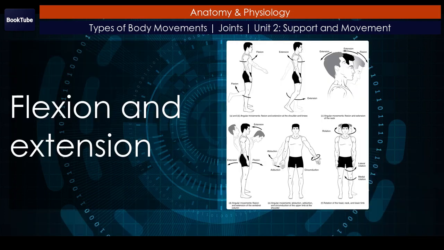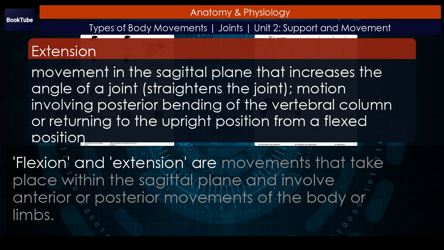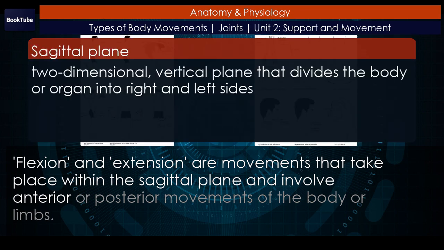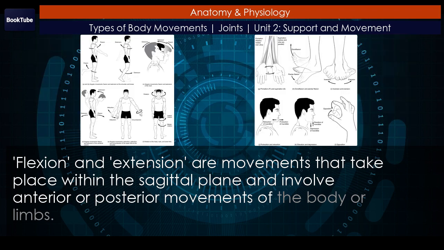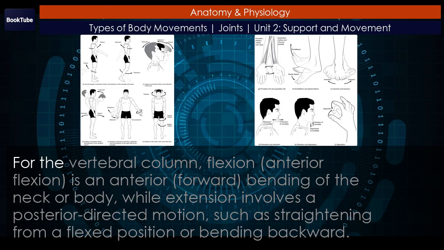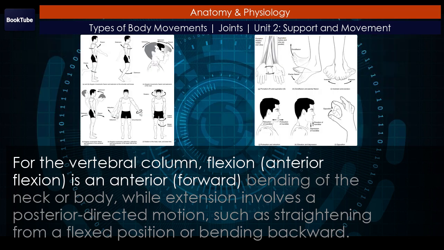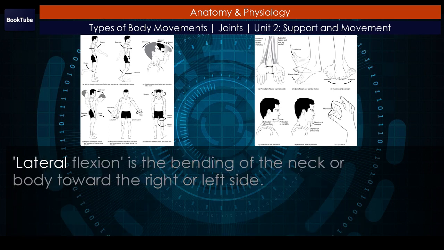Flexion and extension. Flexion and extension are movements that take place within the sagittal plane and involve anterior or posterior movements of the body or limbs. For the vertebral column, flexion, anterior flexion, is an anterior, forward, bending of the neck or body, while extension involves a posterior directed motion, such as straightening from a flexed position or bending backward. Lateral flexion is the bending of the neck or body toward the right or left side.